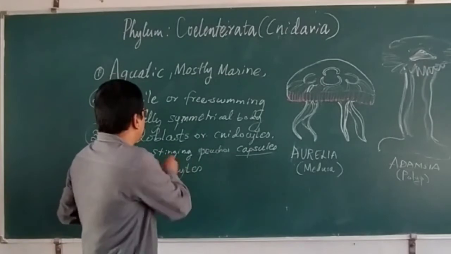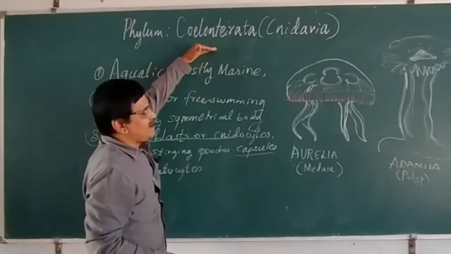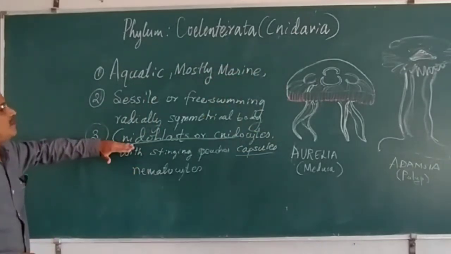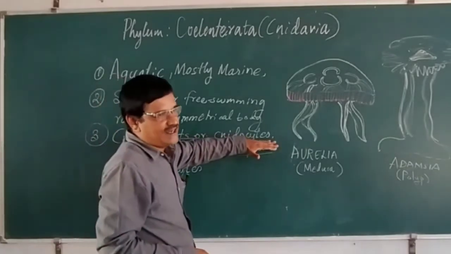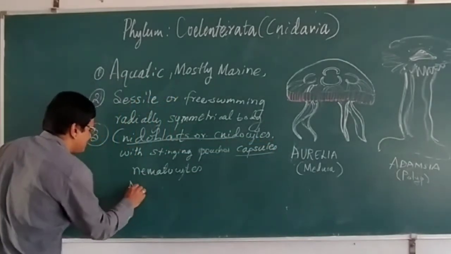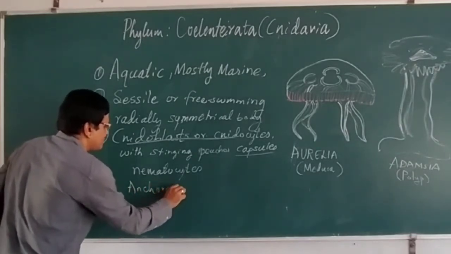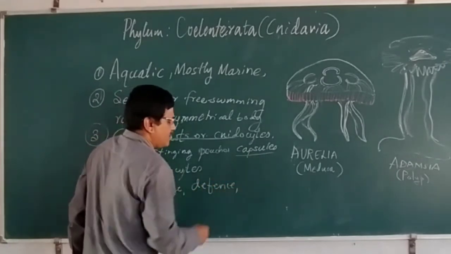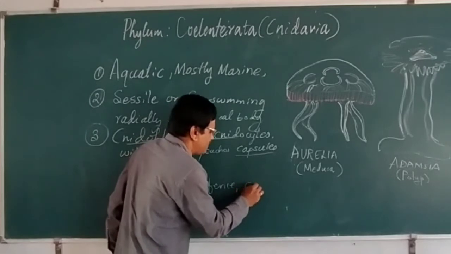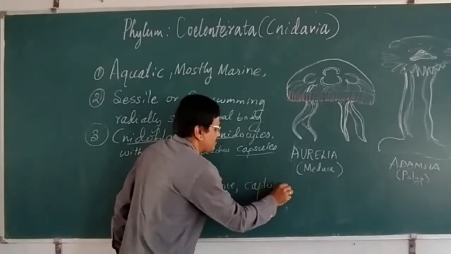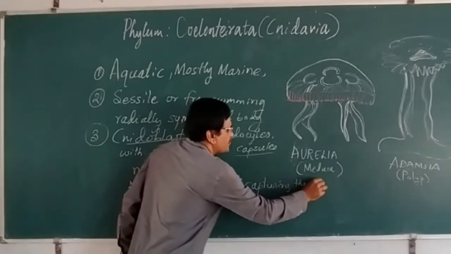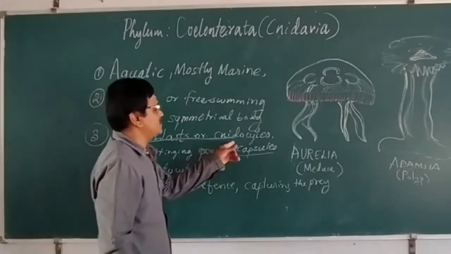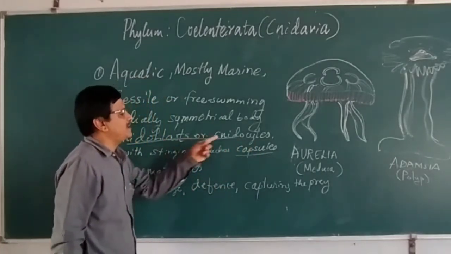So due to the presence of these cnidoblasts, the coelenterates are also known as cnidarians. The main function of these cnidoblasts or cnidocytes is anchorage, then defense, and it is also helpful in capturing the prey. So these are the important functions of the cnidoblasts or cnidocytes.